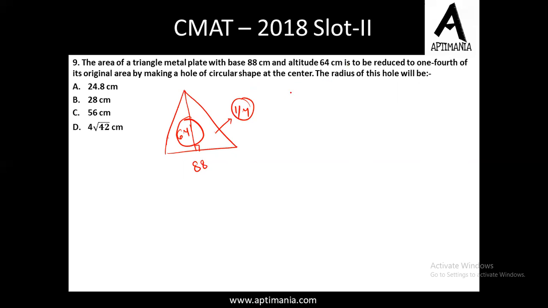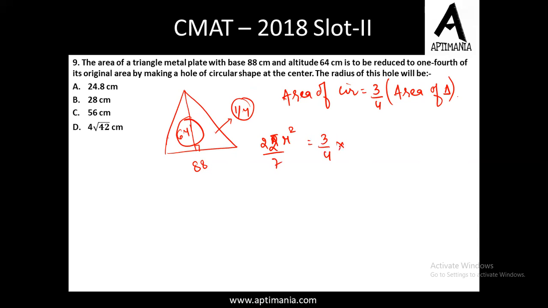So we can say that the area of the circle is equal to 3/4 the area of the triangle, because the remaining portion is 1/4. Now the area of a circle is pi r square, and putting the value of pi as 22 by 7, we'll get 22 by 7 r square equal to 3 by 4 times the area of the triangle, which is 1 by 2 into base 88 into height 64. So r square will be equal to 3 upon 4 into 1 upon 2 into 88 into 64 into 7 upon 22.